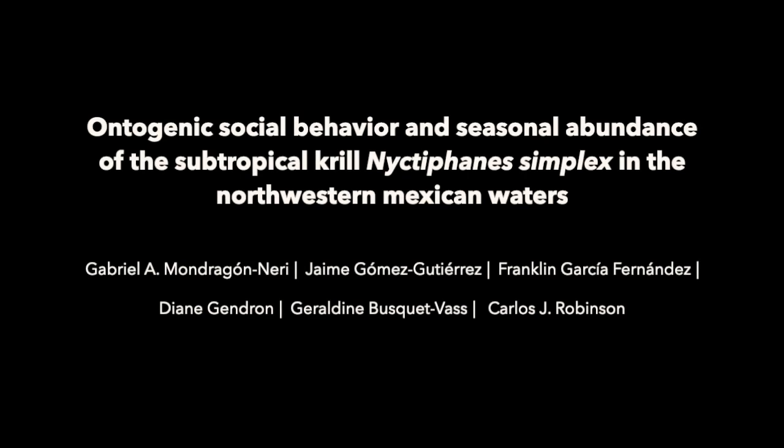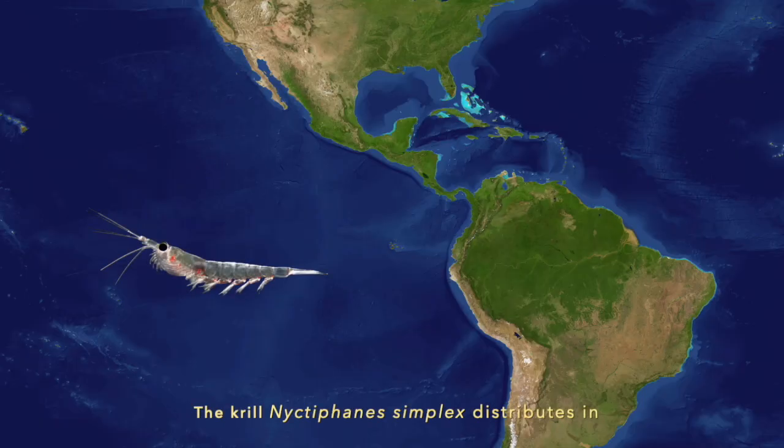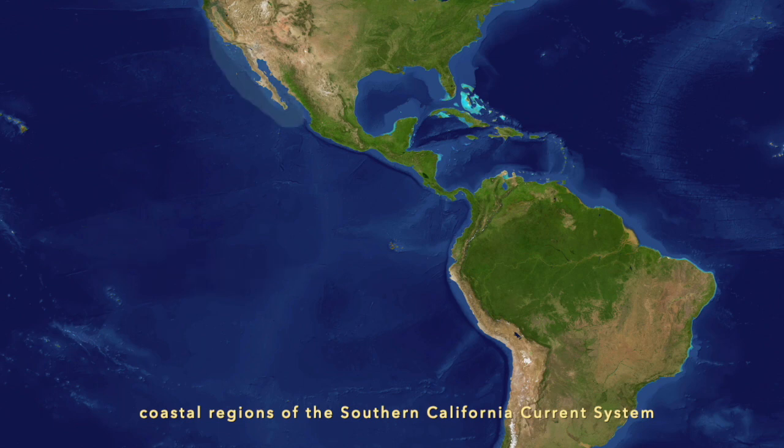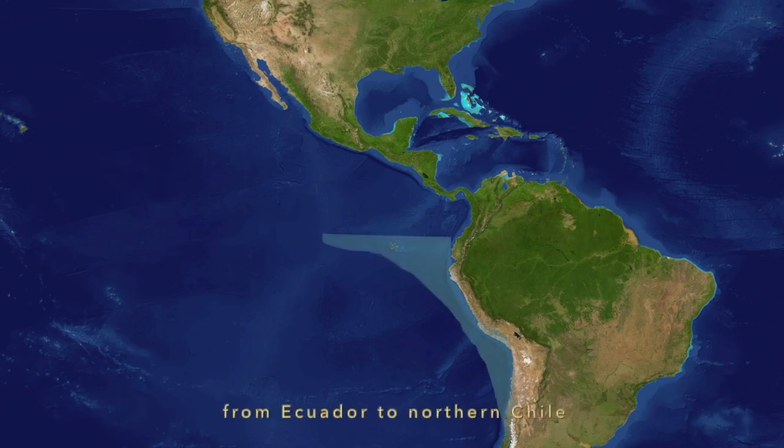Supplementary video of the ontogenic social behavior of the subtropical krill Nyctiphanes simplex. The krill Nyctiphanes simplex distributes in coastal regions of the Southern California current system, Gulf of California, and along the coasts of South America, from Ecuador to northern Chile.